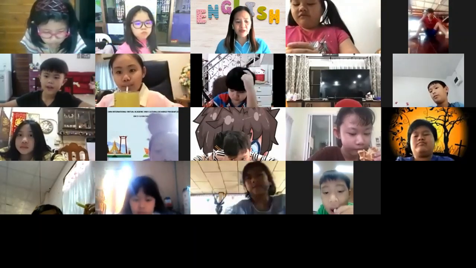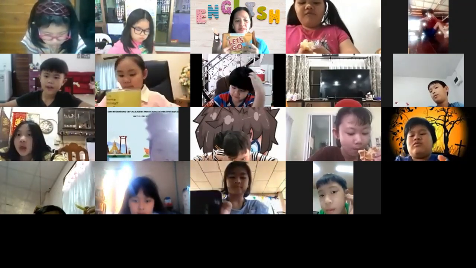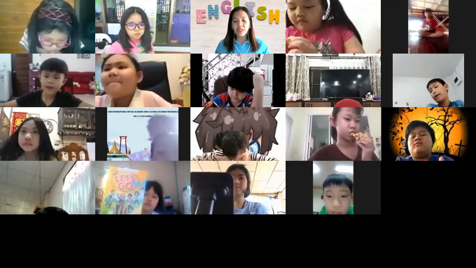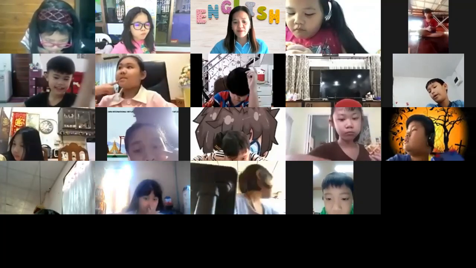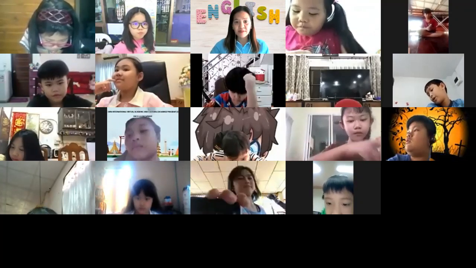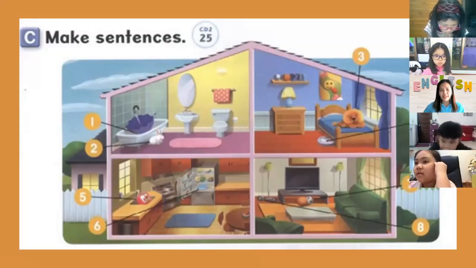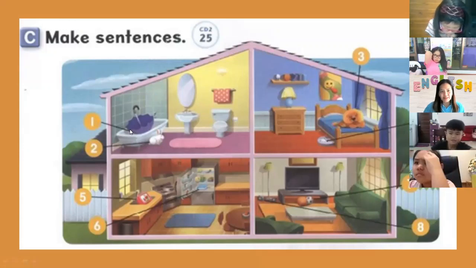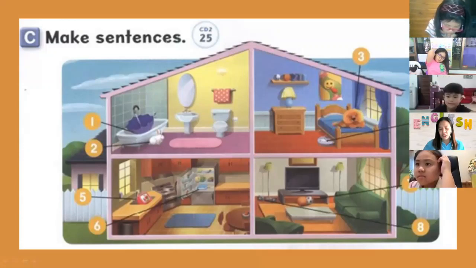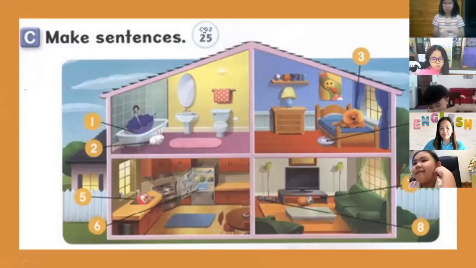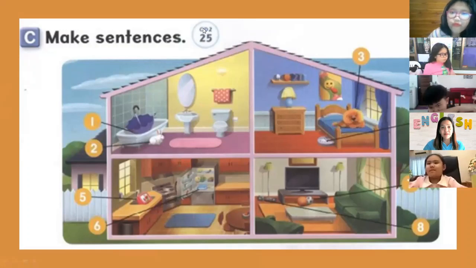Kindly get your books, the book with the red color, and turn to page 51. Is it big or small? Big. Okay, so make sentences. We have here an example.